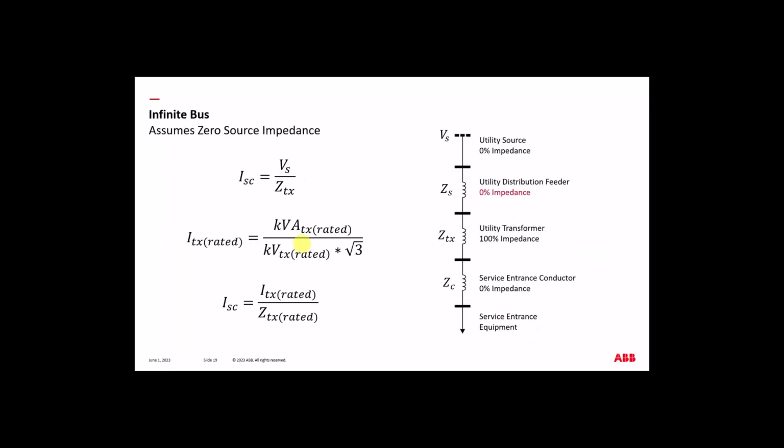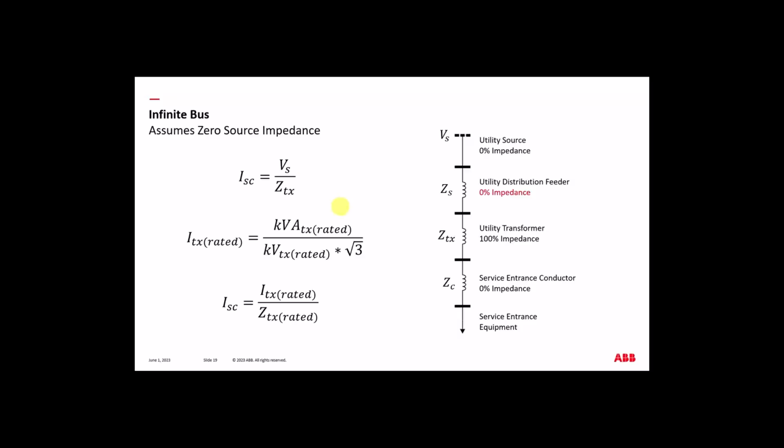Okay, then this here is, let's argue that you really don't know what that primary fault current is coming from the utility's distribution feeder. You're really just guessing at that. Well, there's a way around that. You can say, I'm going to assume an infinite bus.